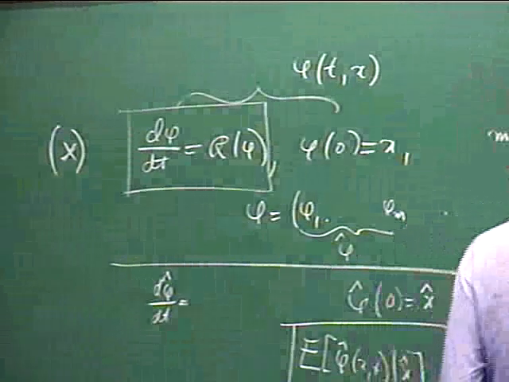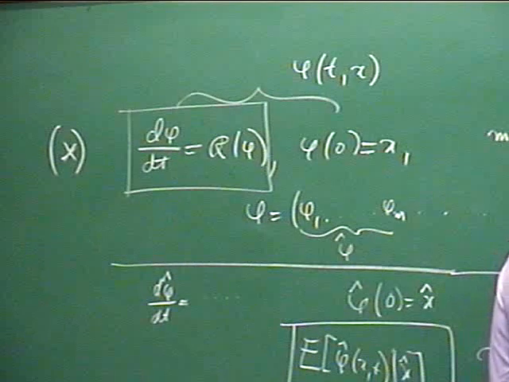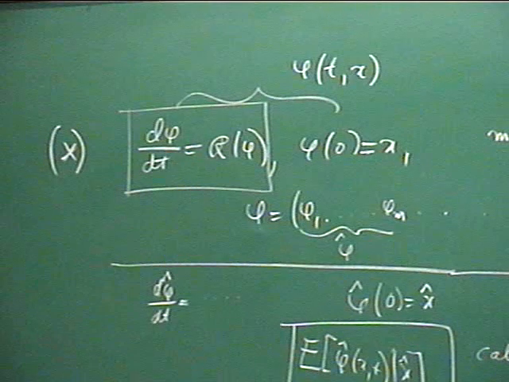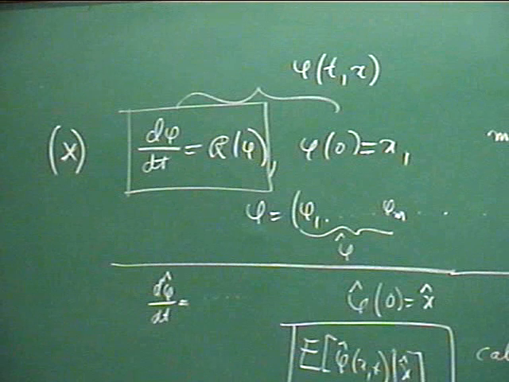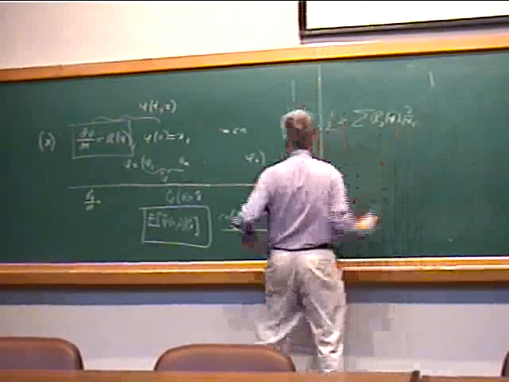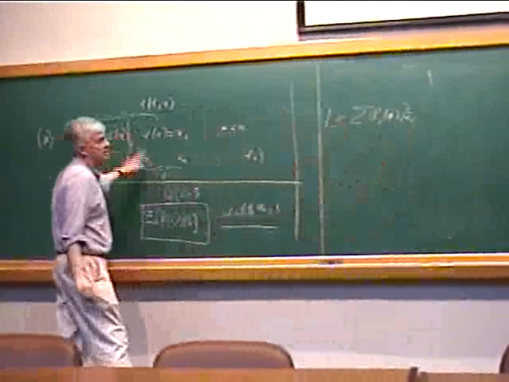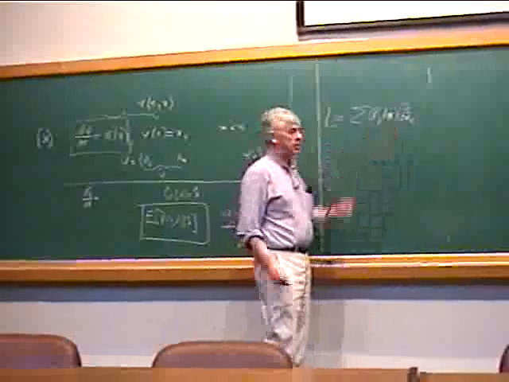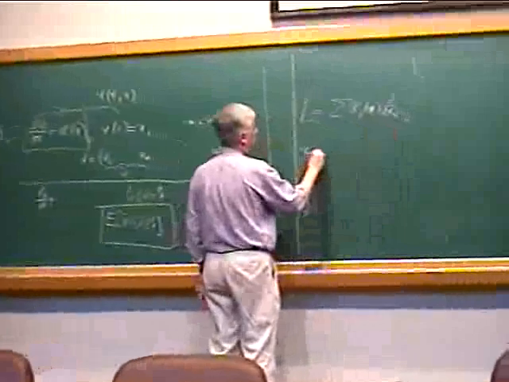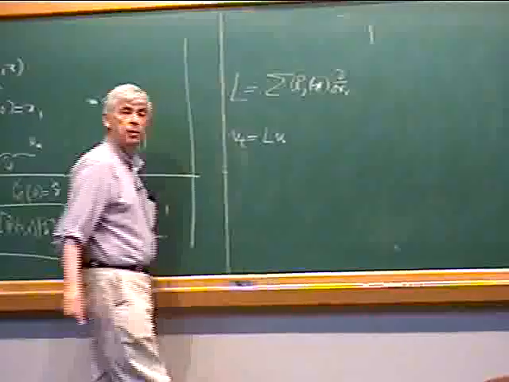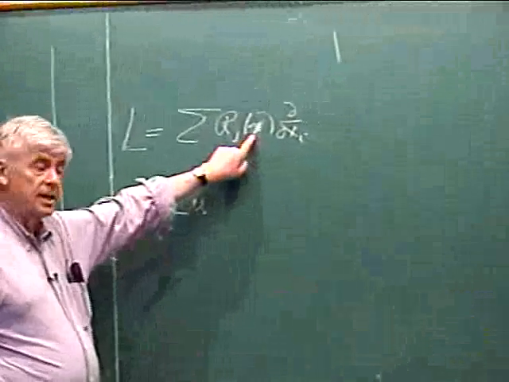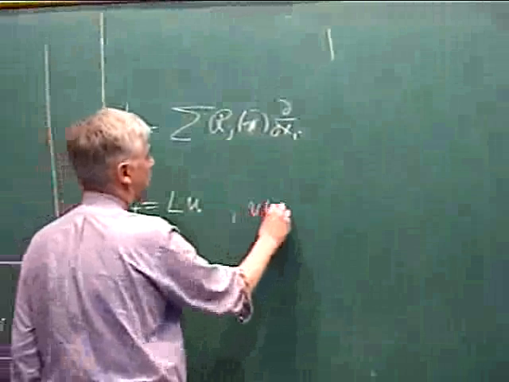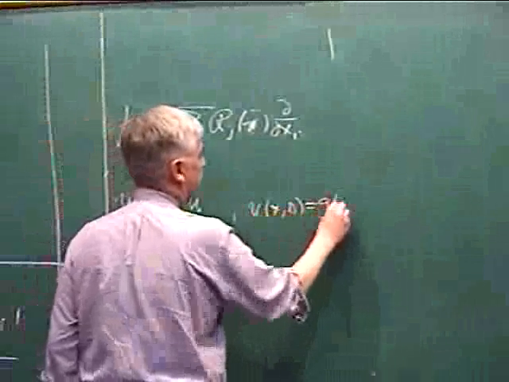I'm going to introduce the Liouville operator, which is equal to the sum of Rj of x, d over dxi. I've taken the right-hand sides, replaced phi by x's, put in differentiation operators, and look at the equation u_t equals L acting on u, which is a linear partial differential equation. It has non-constant coefficients, but it's linear, with the initial condition u of x and 0 equals g of x.